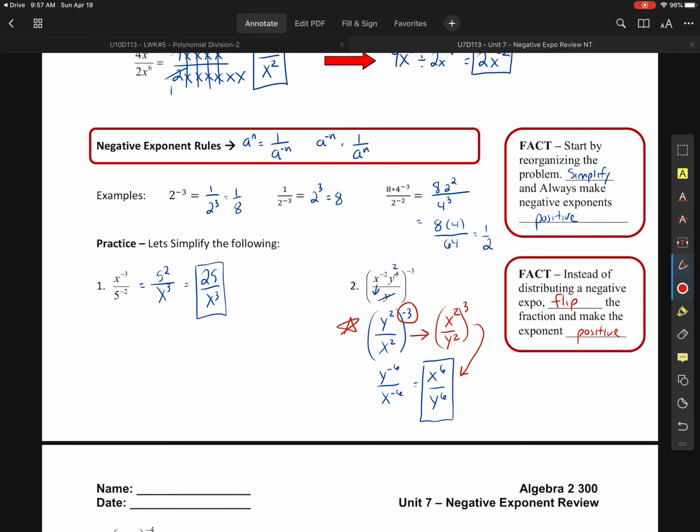Alright, the reason is because if you give out a negative exponent, at some point you're going to have to flip things due to the negative aspect of it. So instead of giving it out and then flipping, we can make it a little bit easier, I think, flip and deal with the positive exponent.